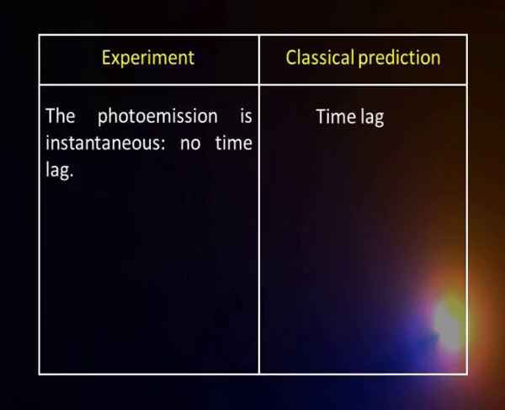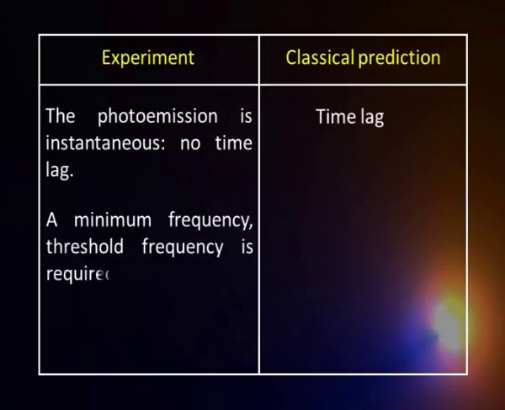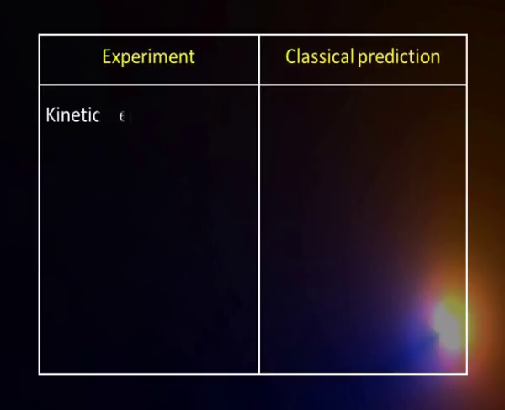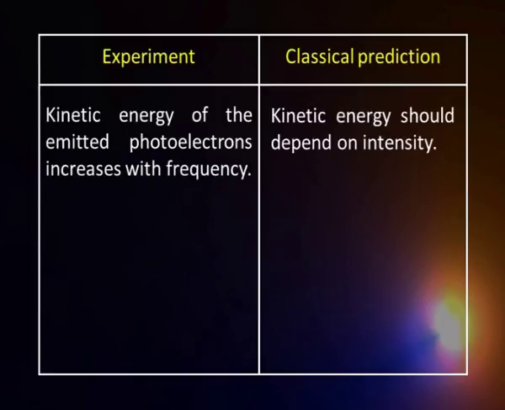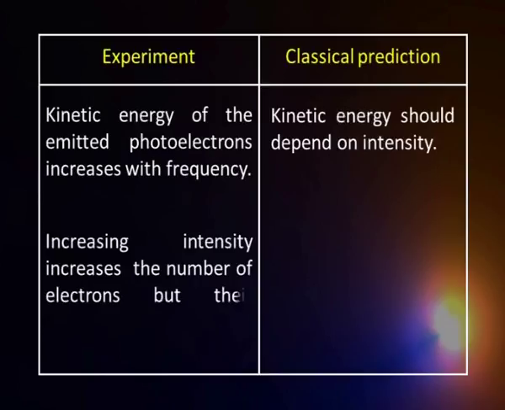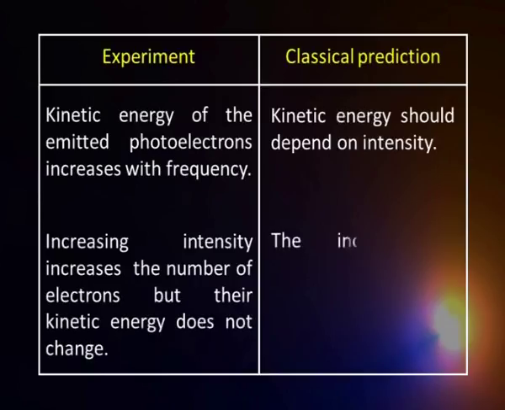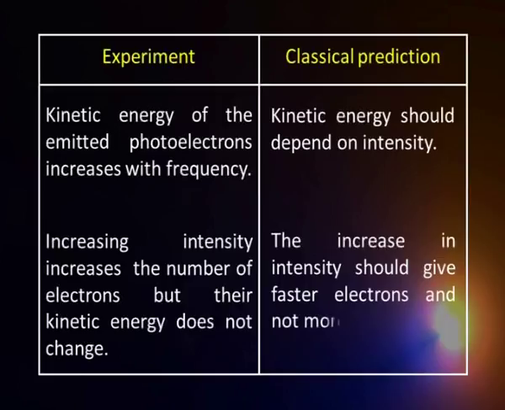Experimentally observed, there is no time lag. Classical prediction is there must be a time lag. Second experimental observation was that we need a minimum frequency called the threshold frequency. Classical prediction does not look forward to any threshold frequency. Thirdly, the kinetic energy of the emitted electron increases with frequency, whereas classical prediction is that kinetic energy should depend on intensity and not on frequency. And fourthly, increasing intensity increases the number of electrons, but kinetic energy remains the same, whereas classical prediction is that an increase in intensity should give faster electrons and not more electrons.